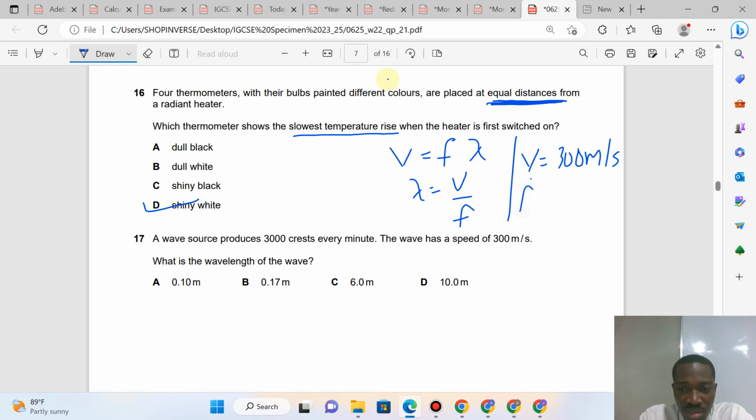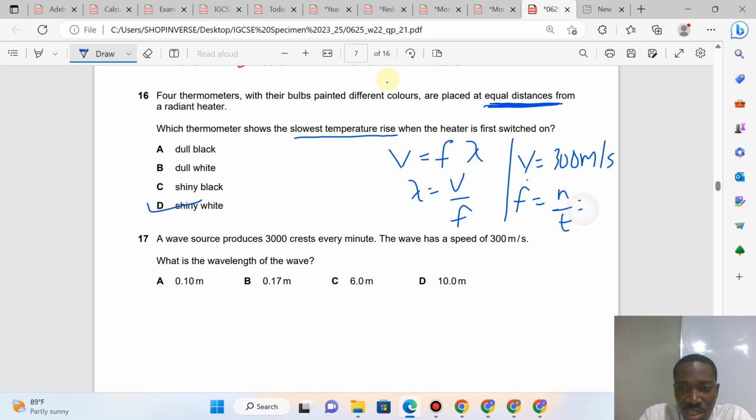While the frequency is the number of cycles produced in 1 second, the number of waves produced in 1 second. This question shows that it produces 3,000 crests. That is, 3,000 waves are being produced every minute. That means 3,000 crests are produced in 60 seconds, because 1 minute is equal to 60 seconds. 3,000 divided by 60 will give us 50. That means the frequency is 50 hertz.